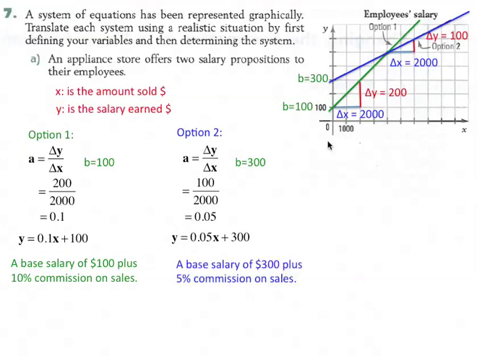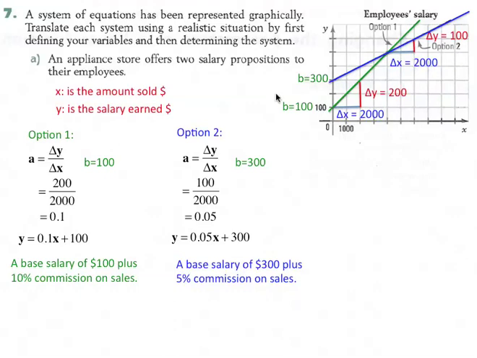Okay, and notice option 1 is not the best option because you're not making very much if you're selling less than or equal to $4,000 worth of appliances. But once you sell more than $4,000 worth of appliances, you're actually making more money than a person with option number 2. Okay, option 2 is more advantageous because you're starting with a bigger base salary, but you're making a smaller commission. So it's more advantageous if you're selling less than $4,000 worth of merchandise.